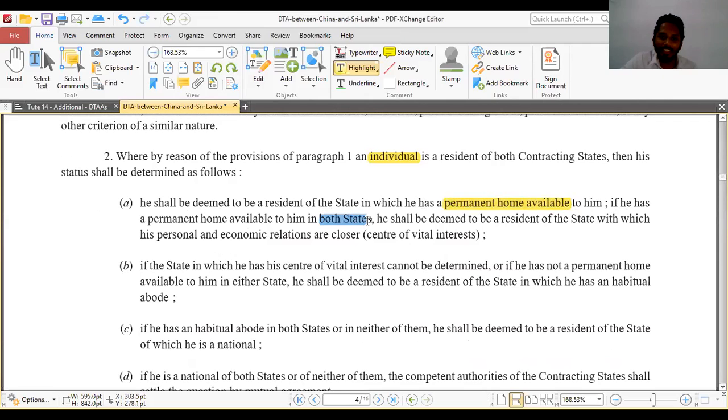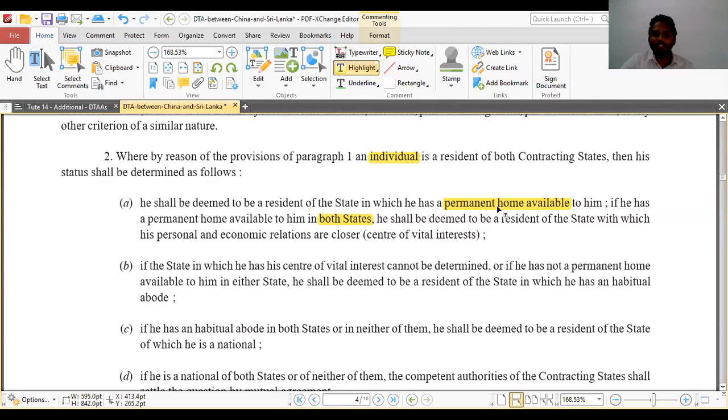in the case of, let's say, he is having a permanent home in both states, how then are you going to determine the residency?